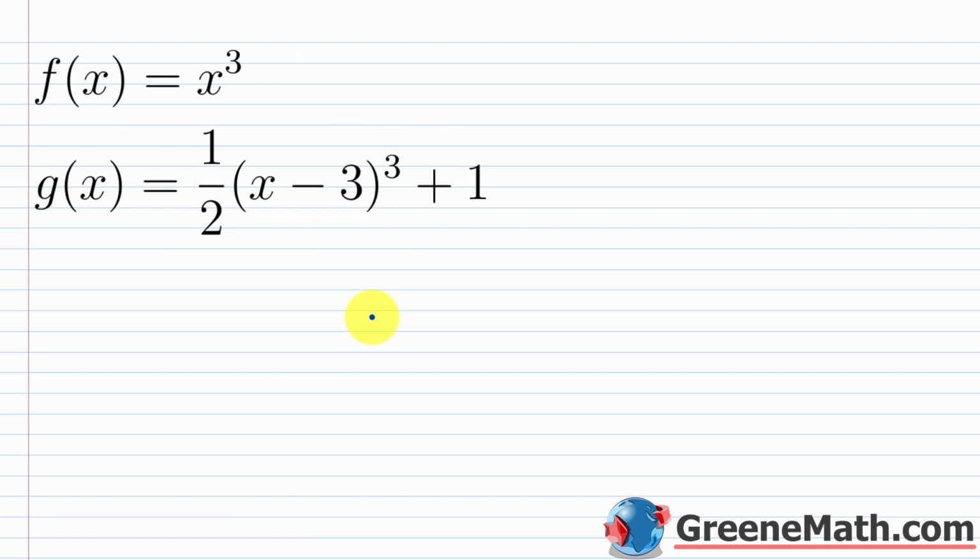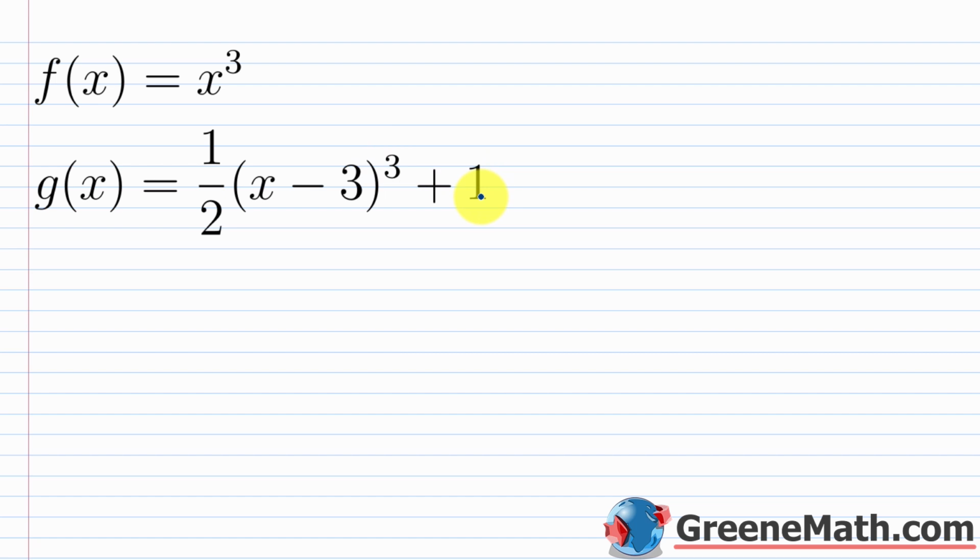Okay, let's look at an example where we're asked to graph something and it's just a transformation of a basic monomial that we're used to working with. So we have something like f of x equals x cubed. We know what that graph looks like. And then we have g of x equals 1/2 times the quantity x minus 3 cubed plus 1. So we have studied graphing transformations in great detail.